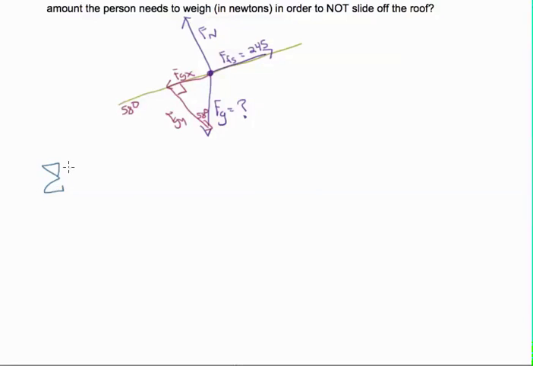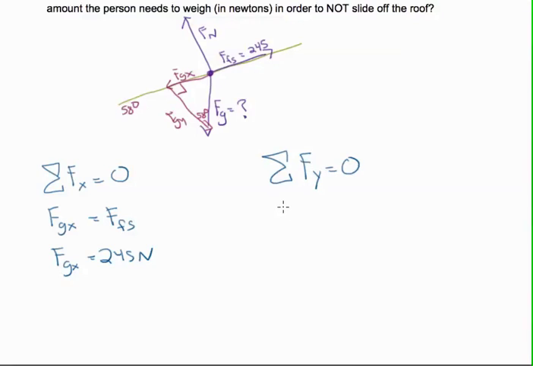The sum of the forces in the x direction needs to equal 0, which means that FGX needs to equal FFS, which means that FGX equals 245 newtons. See, it's the same steps, the same process, we just know a different piece of information. And in the y direction, we also have equilibrium, which means that FGY needs to equal the normal force.